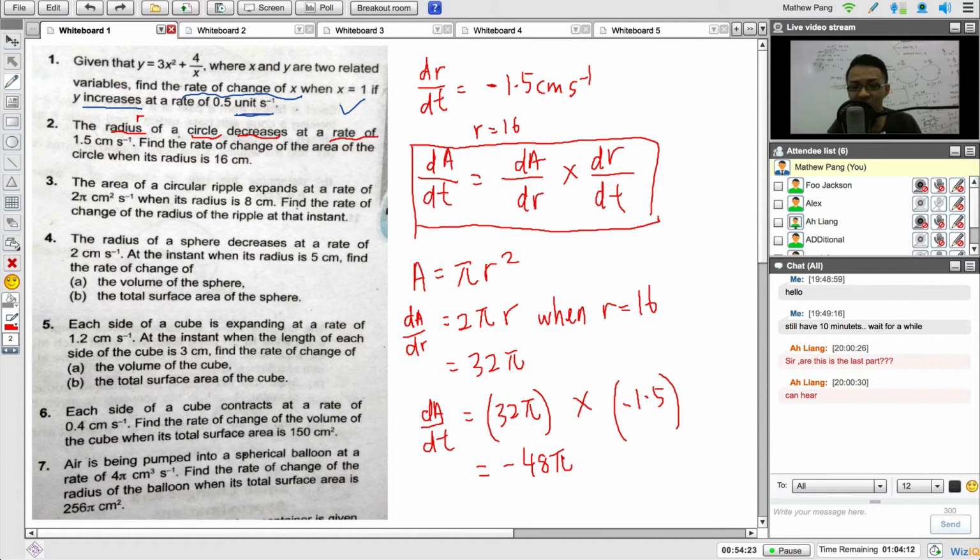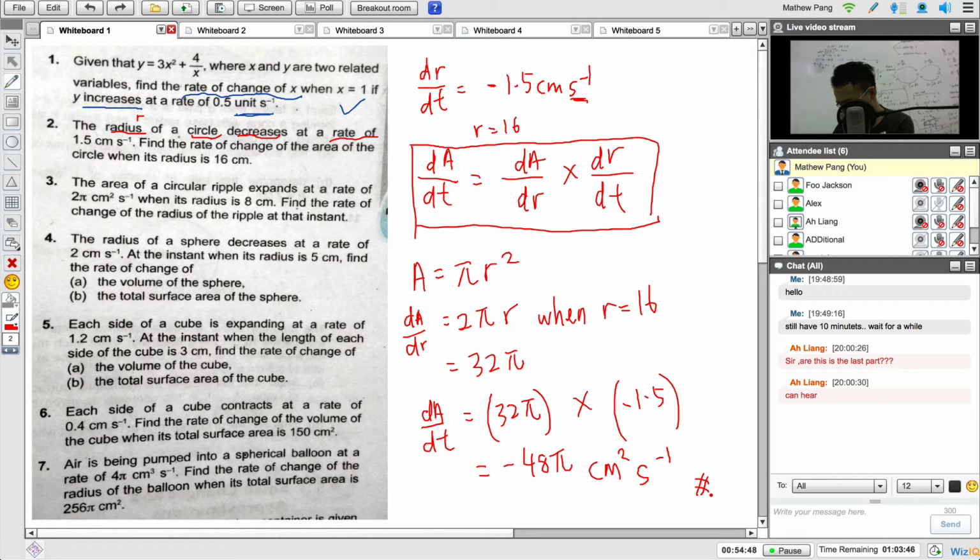And then sometimes students have difficulty writing what unit they should write. If the radius is in cm, the area of course is cm squared. And then per second, right, here they use second, so obviously use second again. Then you get full marks for this kind of question. Alright, so far so good. Do you have any problem or not?